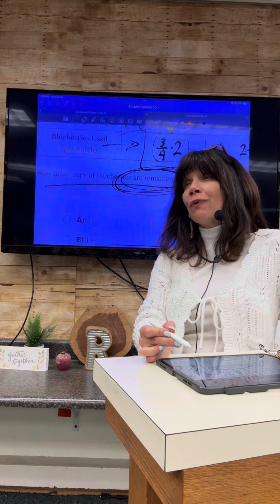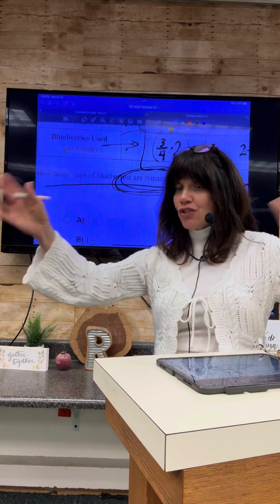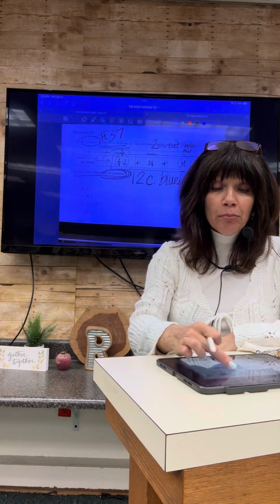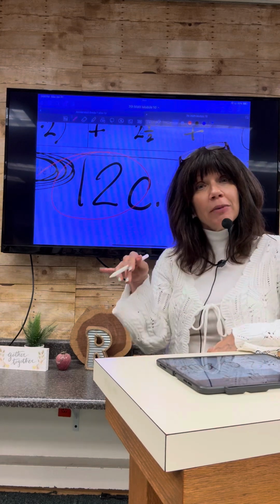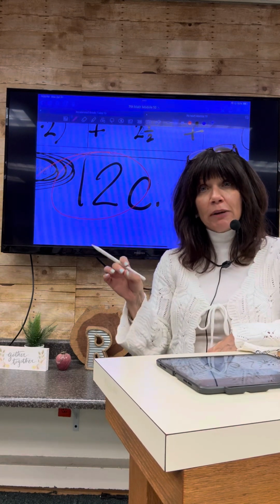So what operation needs to happen? Subtraction. What number would you start with? 12, because remember at the very beginning we wrote down they have 12 cups of blueberries.